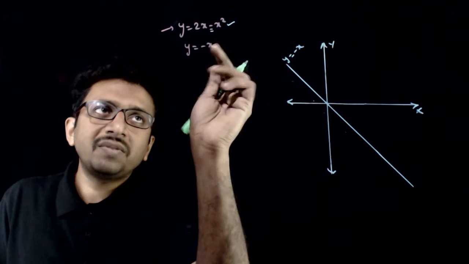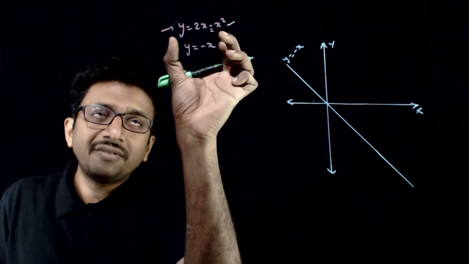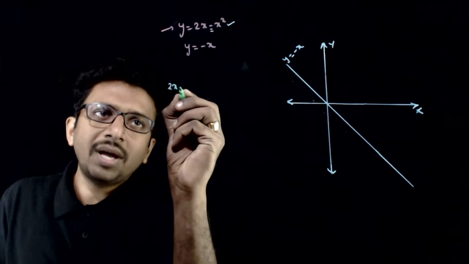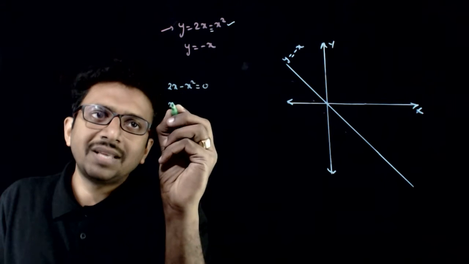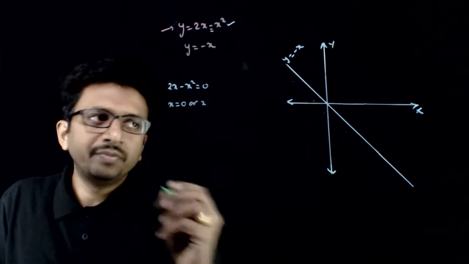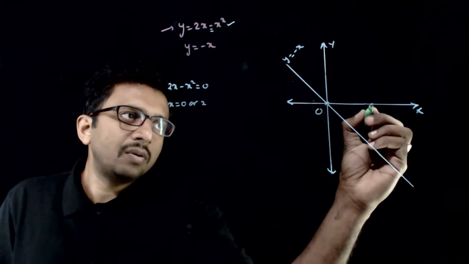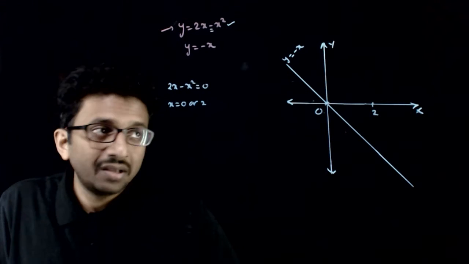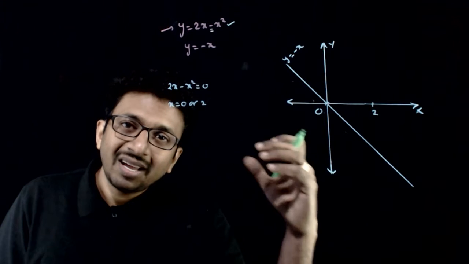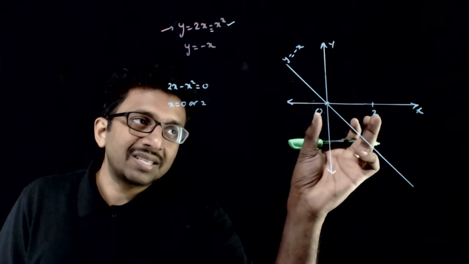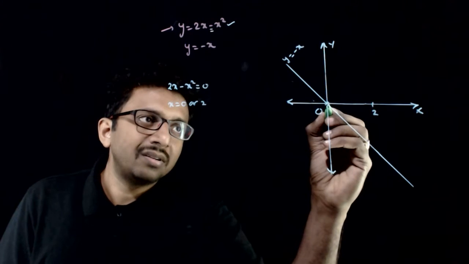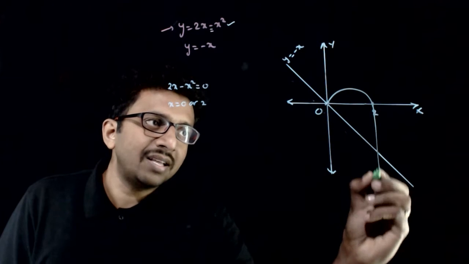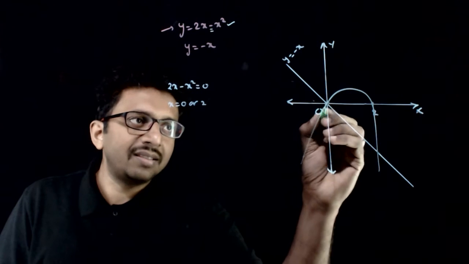And what are the points where this curve meets x-axis? 2x minus x square is equal to 0 implies x is equal to 0 or 2. So 0 and 2. These are the points where the curve meets x-axis. So how does the curve look like? It's a downward parabola which cuts x-axis at these 2 points. So you have a parabola like this.